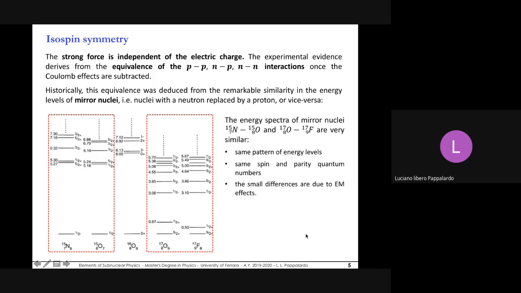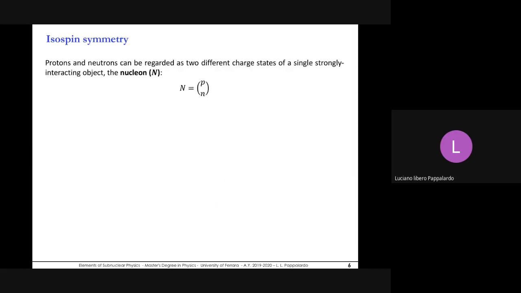So the energy spectra of mirror nuclei are indeed very similar. They show the same pattern of energy levels, the same spin and parity quantum numbers. And of course, we do have some differences. They are not identical. And these small differences are only due to electromagnetic effects, so nothing to do with the strong force or the nuclear force. So in other words, if we swap protons and neutrons, the strong force essentially does not notice it, once we subtract, of course, the electromagnetic effects.